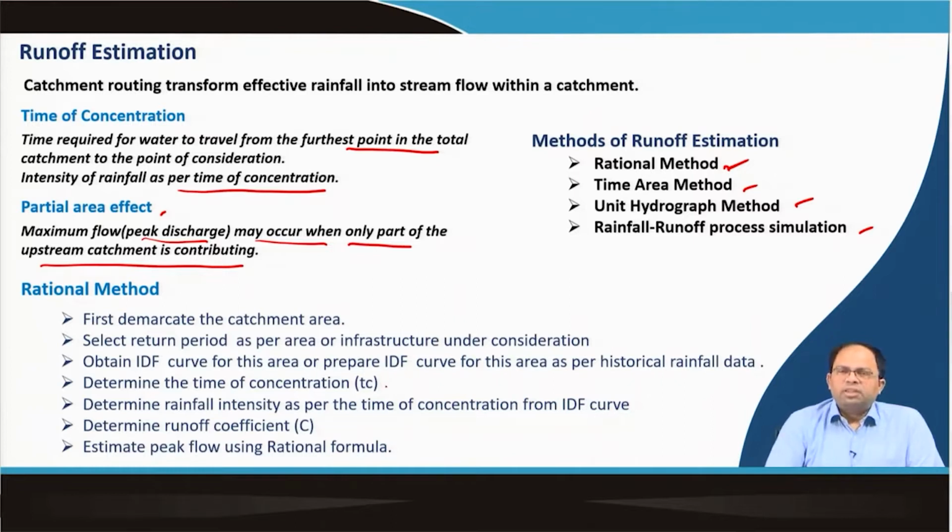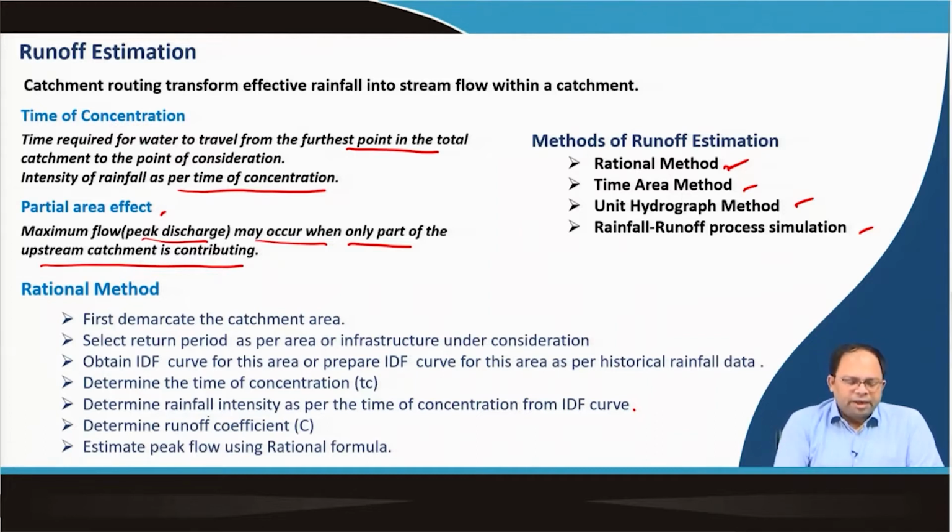Determine the time of concentration. Determine rainfall intensity as per the time of concentration from the IDF curve. Determine the runoff coefficient and estimate peak flow using the rational formula. So, you can understand that there are several assumptions that have to be considered when we use the rational method to determine runoff, or the amount of water that goes into a particular inlet. Now, why is it so?